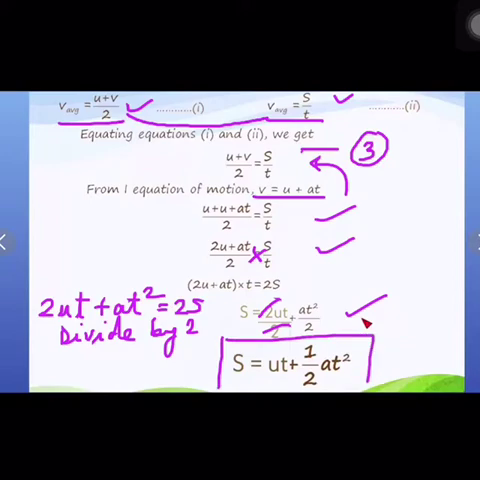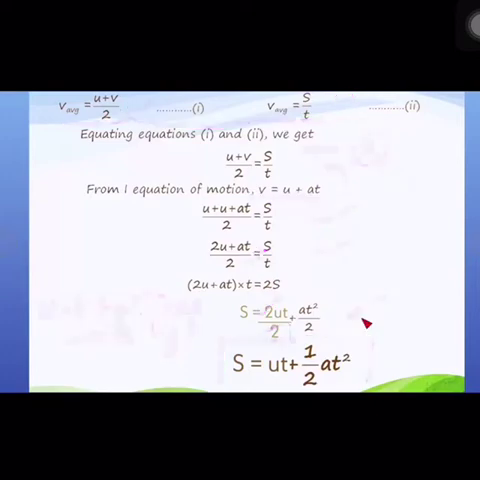You will get this equation, which is s is equal to ut plus half at square, which is your second equation of motion. I hope this second equation of motion is clear to you all.